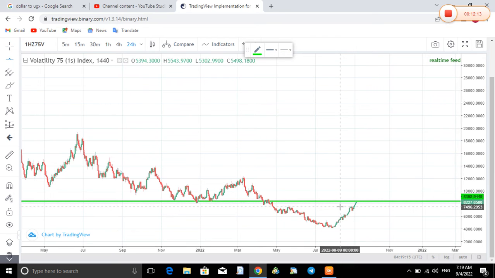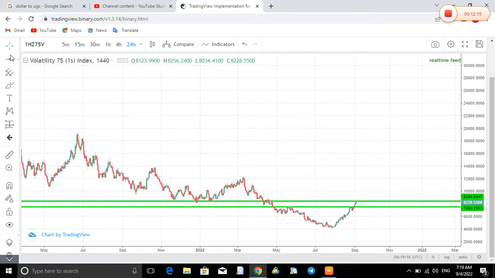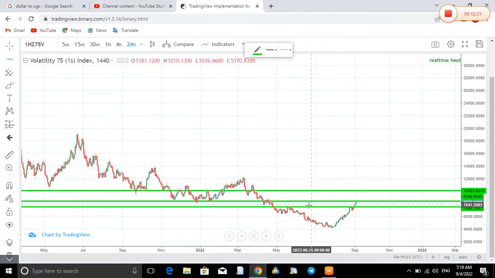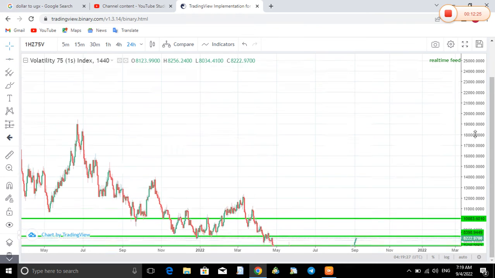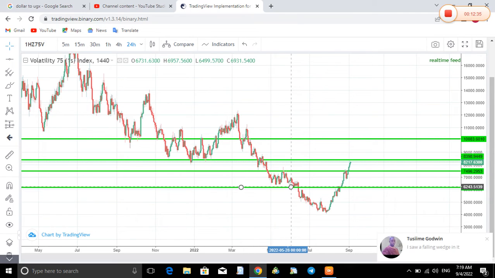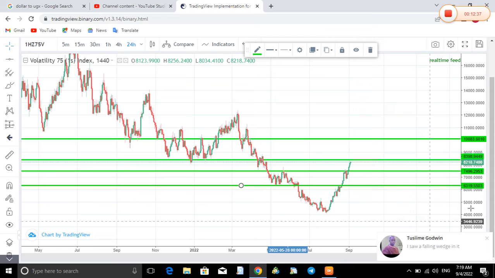You can also see this level. You can also see this level. You can also see this level. Hope we're together. Let me make this plane to be perfect.